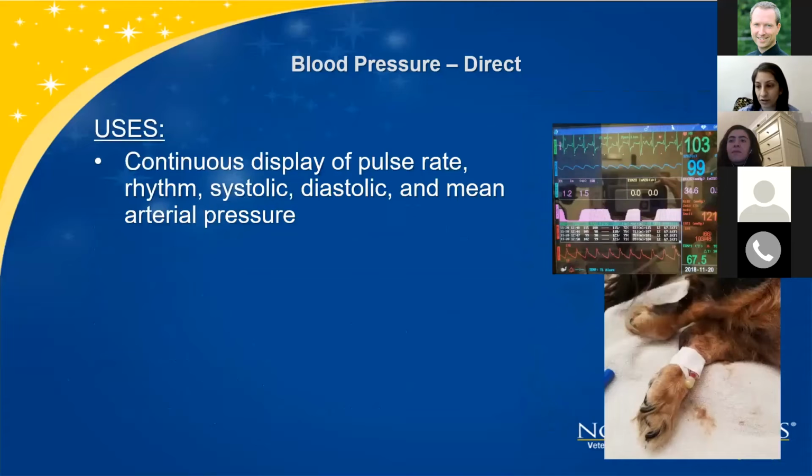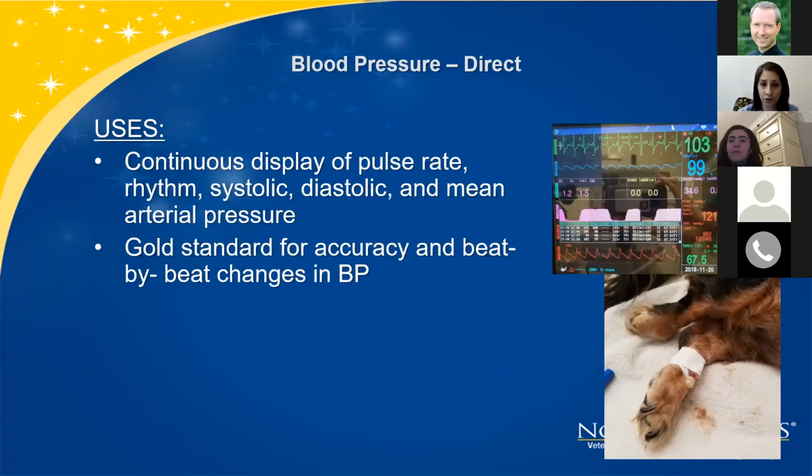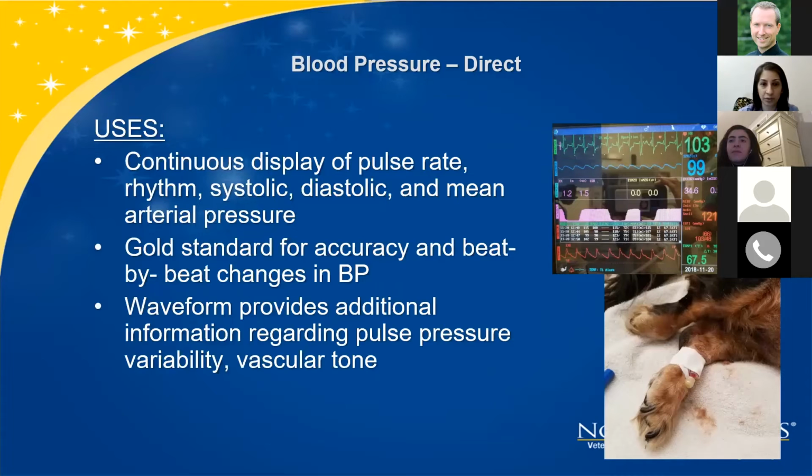The direct blood pressure does provide a continuous display of a pulse rate. You can have a sense of the animal's rhythm. There's a systolic, a diastolic, and a mean arterial pressure that are very accurately displayed with these things. And once again, similar to how the Doppler provides a pulse rate that can't be mistaken with anything else, when you have an arterial line, it will not be mistaken with anything else. So there is no real artifact with this type of monitoring. This is the gold standard for accuracy and beat by beat changes in blood pressure.